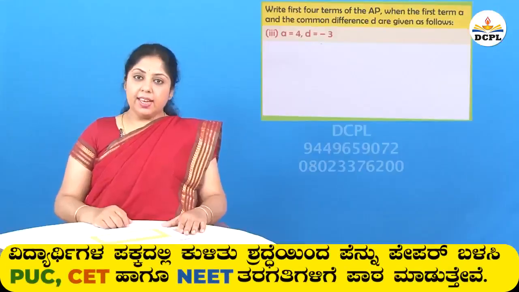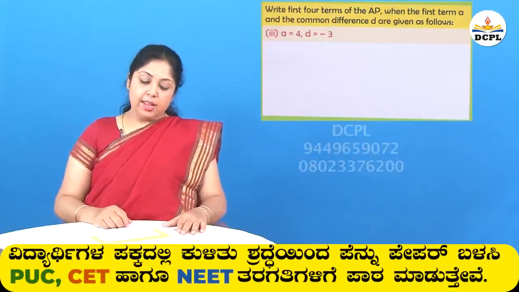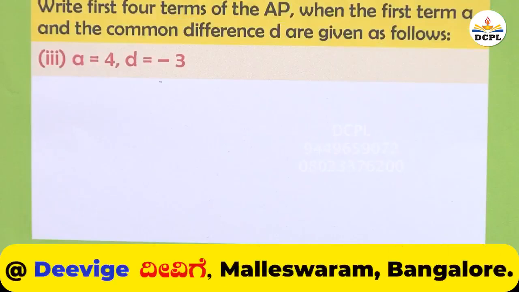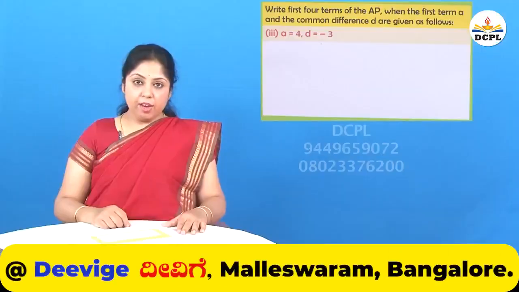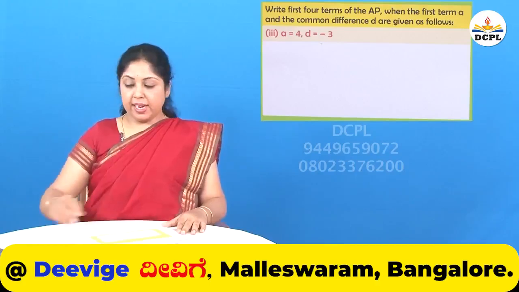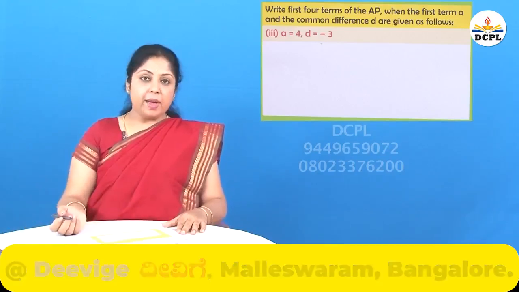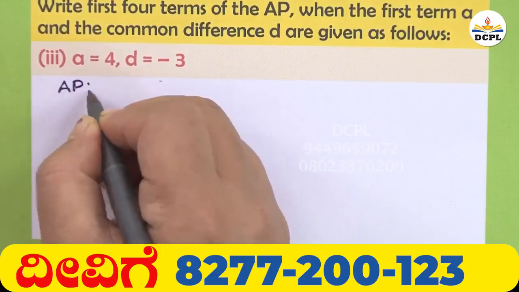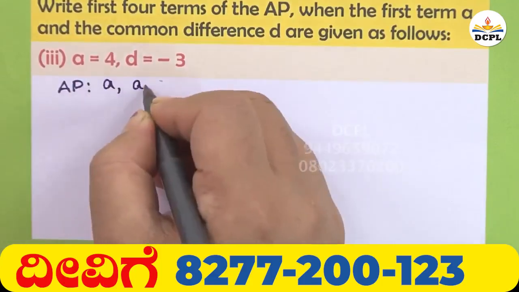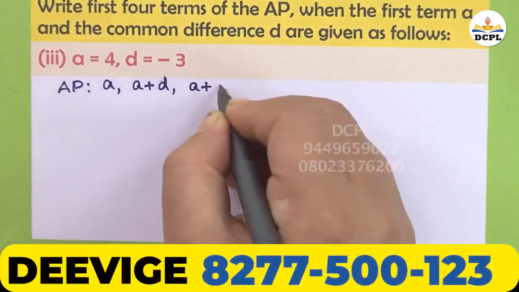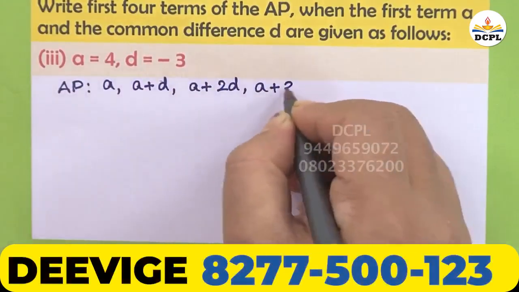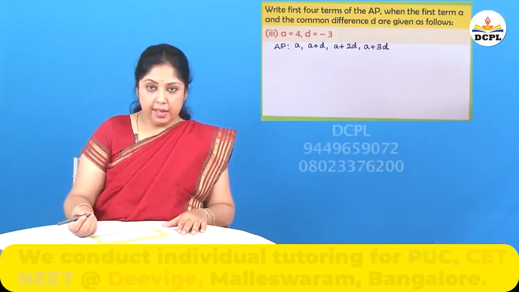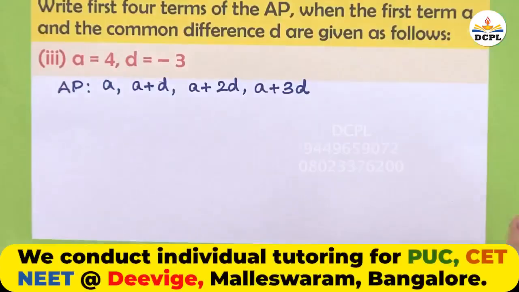So dear students, let's do the third part of this problem. The problem reads, write the 4 terms of an AP when the first term A and the common difference D are given as below. Here A value is 4 and D value is -3. So as usual, we will start by writing the general form of an AP. As you all are familiar, the general form of an AP is given by A, A plus D, A plus 2D and A plus 3D. So all we need to do now is to substitute the value of A and D to find the 4 terms of this arithmetic progression.